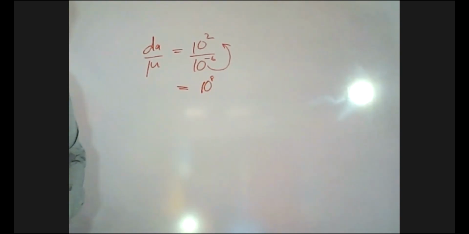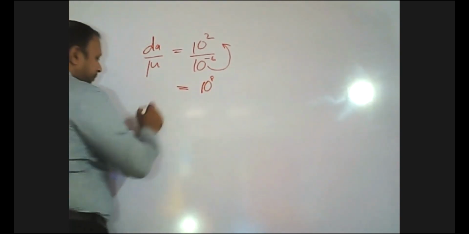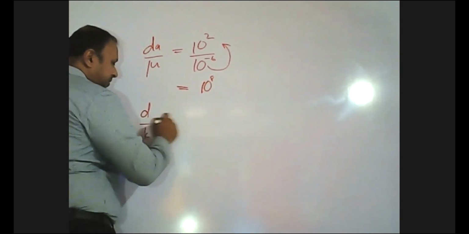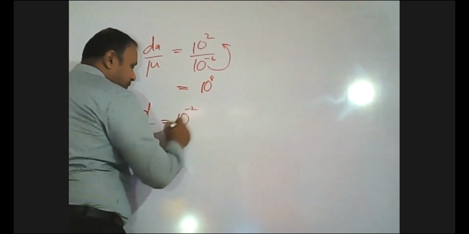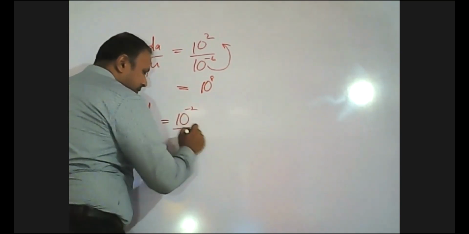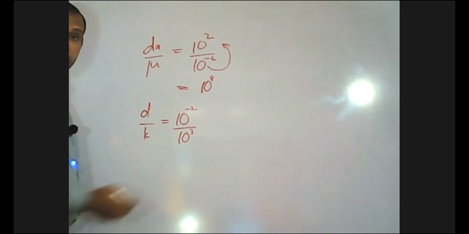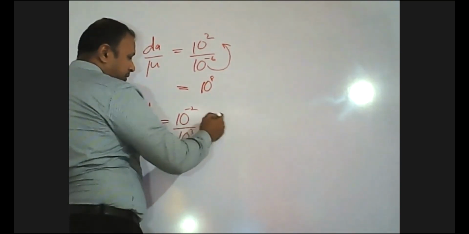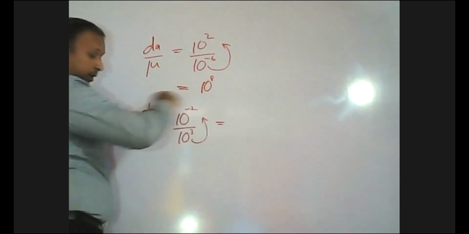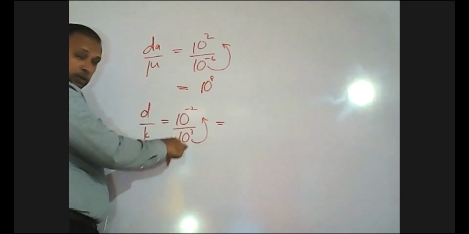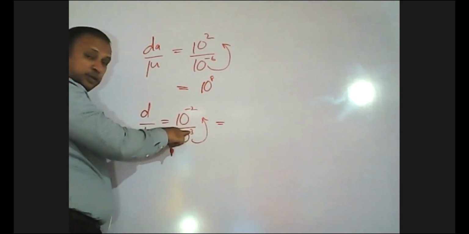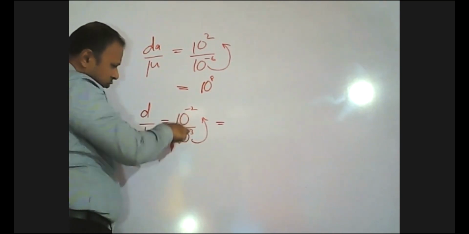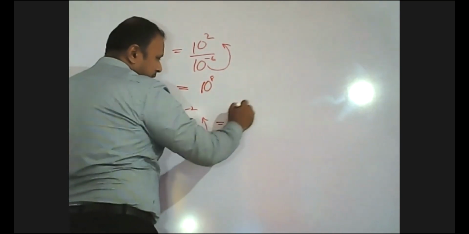Then deci over kilo. Deci means 10 to the power minus 2. Kilo means 10 to the power 3. So I have to bring this one to the numerator to simplify. If I bring this one into the numerator, it becomes minus 3. Minus 2 minus 3 means minus 5.